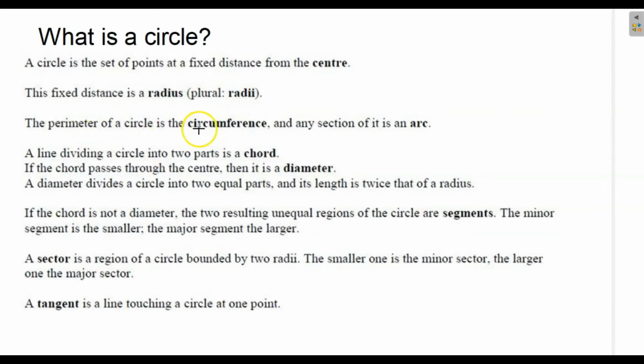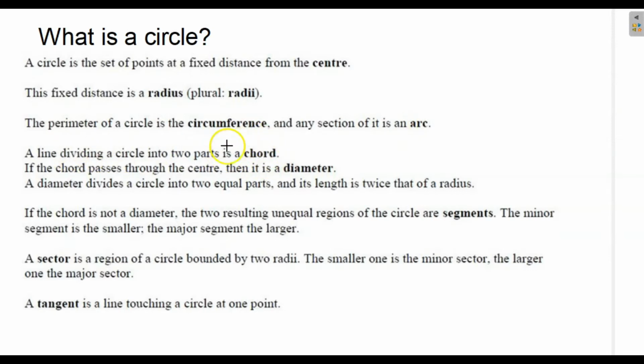We also have another word which is the circumference. The circumference is simply the perimeter of the circle. In other words, the total distance round the circle is known as the circumference. And any section of the circumference is known as an arc.